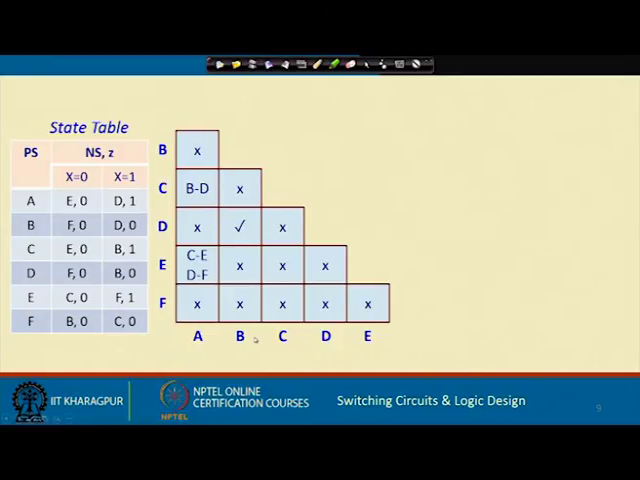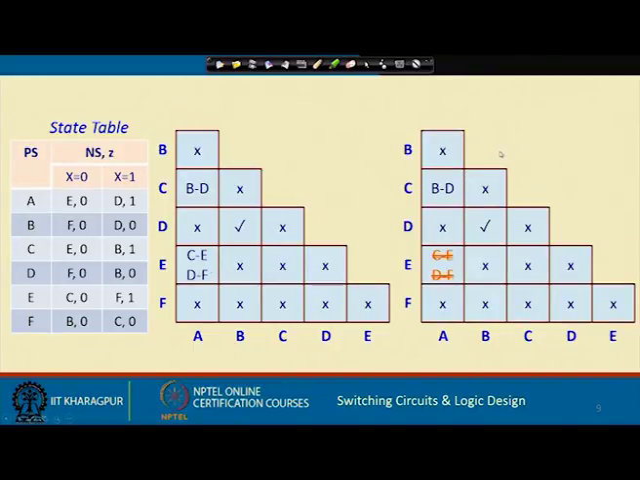So, this is the final state table which shows that BD is equivalent, CE and DF. But if you check once more, you see between C and E there is a cross. So, CE also goes out, between D and F there is also a cross. So, DF also goes out. So, only BD remains and no further changes can be made. So, in this table you can conclude that only the pair of states B and D are equivalent, right, no other states are equivalent here.